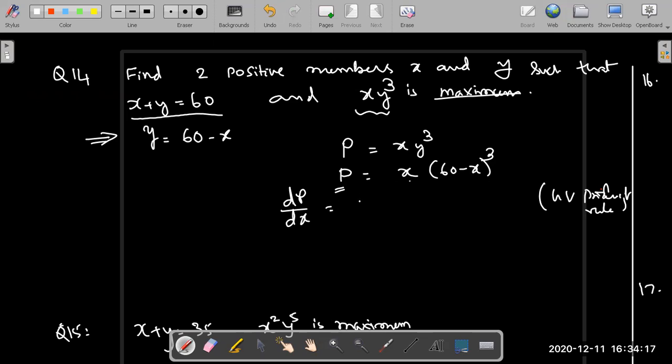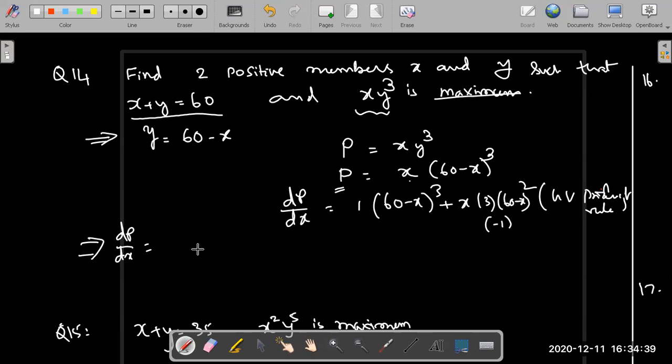First, differentiation of x is 1, so 1 into 60 minus x whole cubed, that is u dash v, plus x into 3 into 60 minus x whole squared into minus 1 because of the chain rule. So that gives us dp by dx equal to, 60 minus x is there in both, so I take 60 minus x whole square as common. Then I have 60 minus x, and this is minus 3x squared. So we have to equate this to 0.